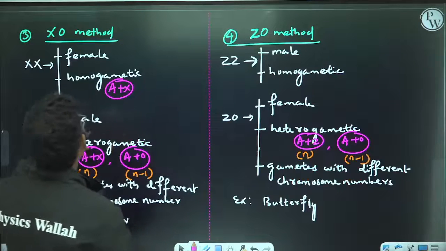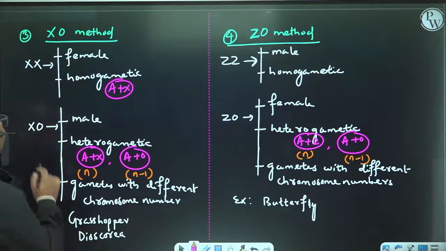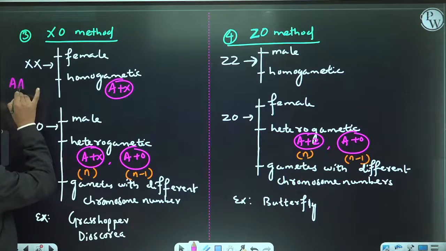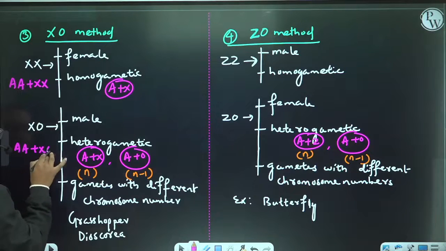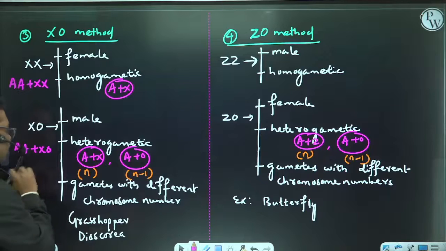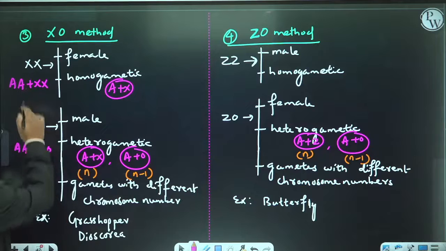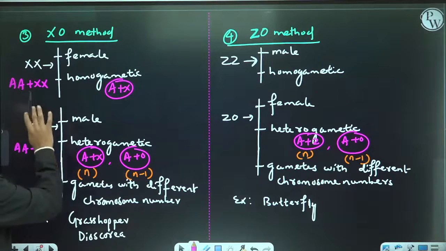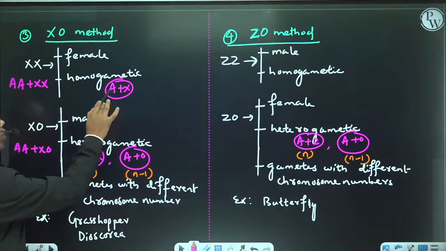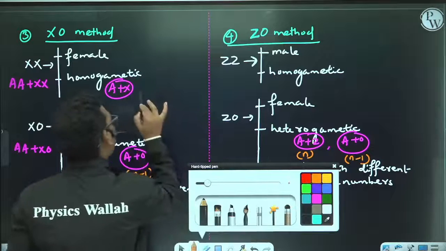Okay, now let's talk about XO method. So in XO method, one individual will be having 2 autosomal sets plus XX chromosomes, and another individual will be having 2 autosomal sets plus XO. That means only 1 sex chromosome will be present, the second sex chromosome is absent. So this individual will be female and it will produce only one type of gamete, and that gamete will be having 1 autosomal set and 1 X chromosome, represented as haploid value.